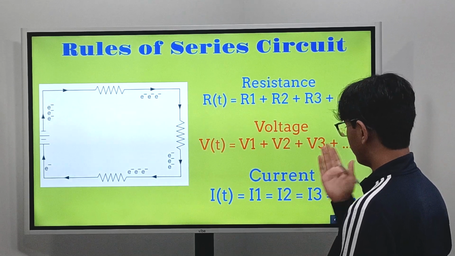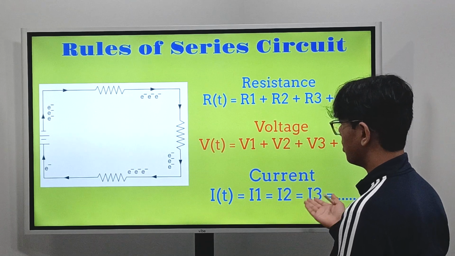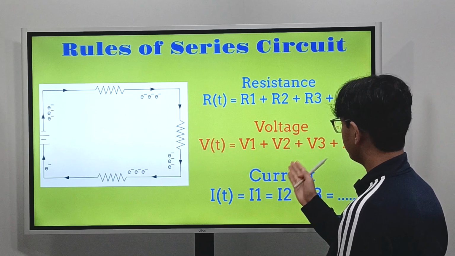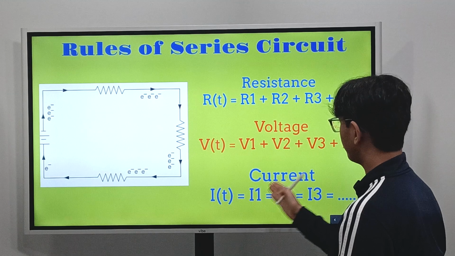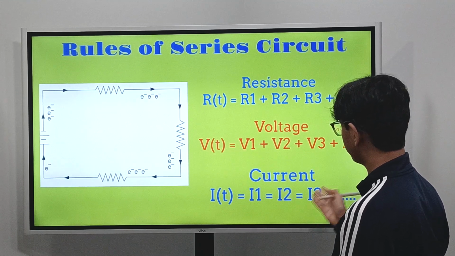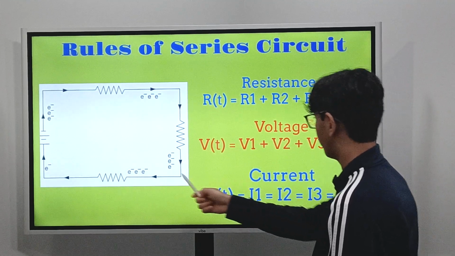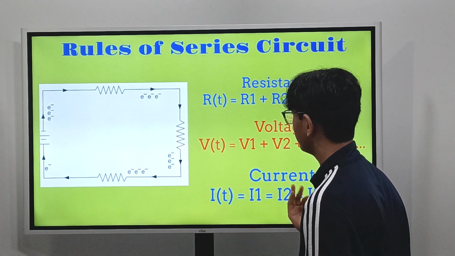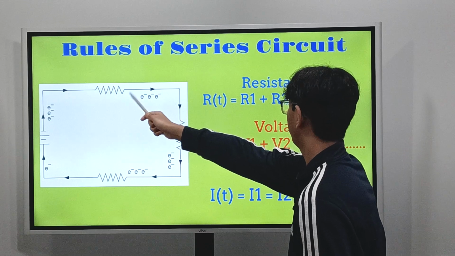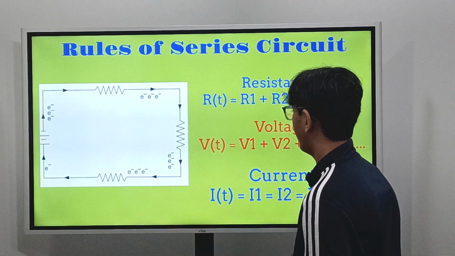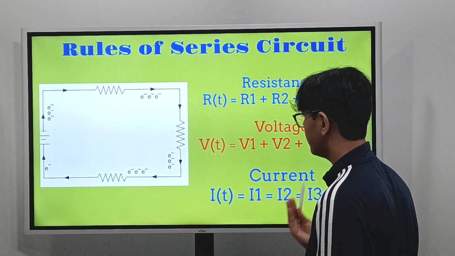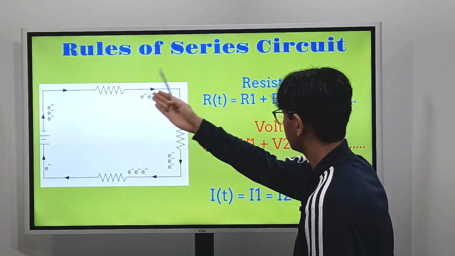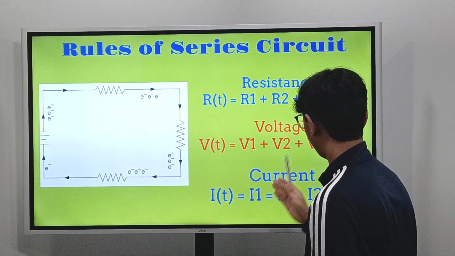So basically what the first rule is, we're going to start with current, which is the easiest to understand. So current, we're saying that the total current throughout the whole series circuit is going to be equal to each other. So we're first representing each one of these loads or resistors as I1, I2, and I3. So this one up here will be I1, this one will be I2, and this one will be I3. So basically here, the current that passes through each single one of these resistors is always equal.